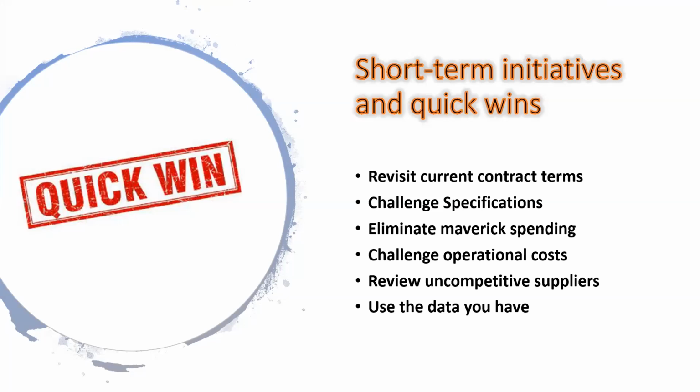Okay. Challenging the operational cost, which we discussed. Review uncompetitive suppliers. That's an important thing. We usually don't do supplier performance reviews. We usually don't do quarterly reviews of our suppliers. Unless we give feedback to the suppliers, they will not know what their position is, what pointers they have to work on, what their SLAs are, what their KPIs are.